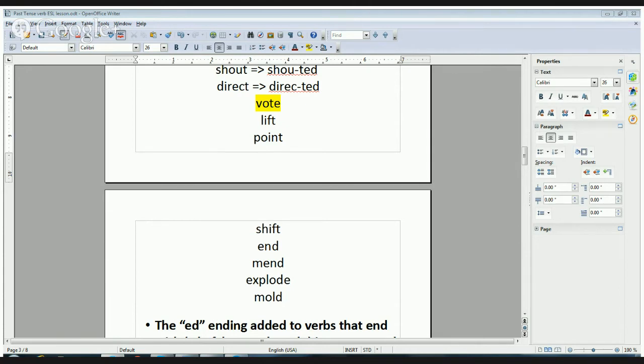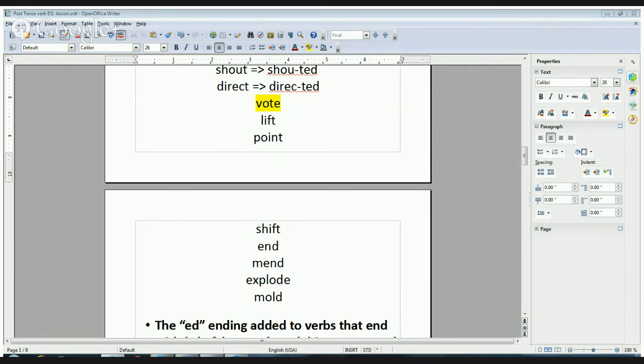Okay, Rafa, can you tell me how to pronounce the next three words? Lift. Shift. Shifted. And mend. Mended. Very good, very good. All right, and then Haide, take the last two words for me. Exploded, molded. Yes, excellent job.